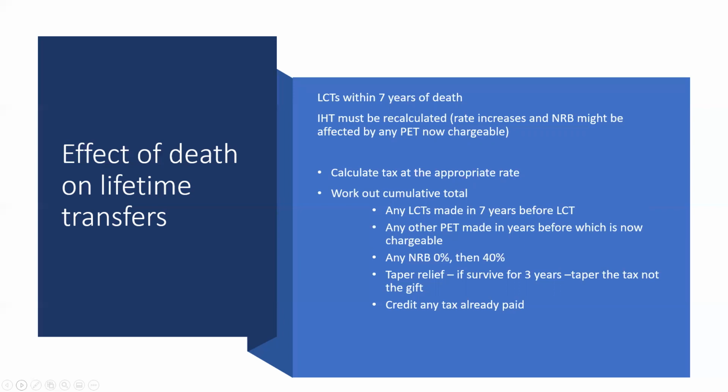Taper relief again available. And then once you've worked out what tax is overall charged on that lifetime chargeable transfer, you credit any tax which has already been paid. So when you paid that tax at 20% when the gift was made, you don't have to pay that again. You can reduce the tax due by the amount that's already been paid, but only down to 0. You don't get a refund of anything which has actually been paid.